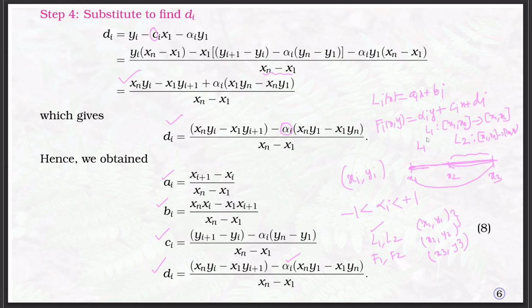So for finding the L1, we need to use data points x1, y1 and x2, y2. For finding the L2, we need to use these data points. Similarly, for finding F1 and F2, we need to use these two data points for F1 and these two data points for F2. So if we have n data points, then we need to find n minus 1 numbers of L and F, one for each subinterval.